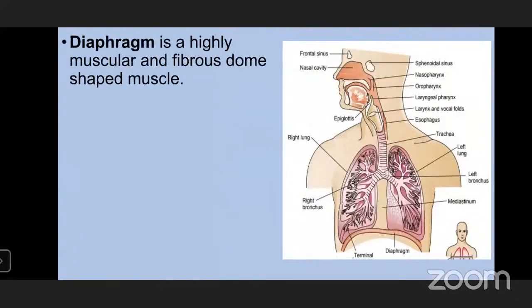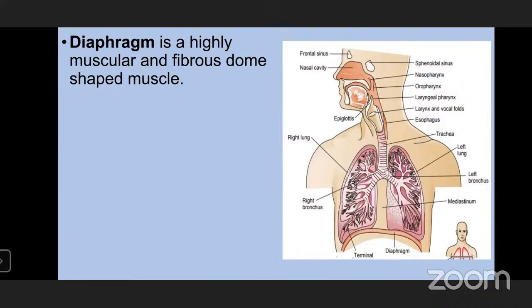So they help in the process of inspiration and expiration. We will see in the mechanism of respiration how exactly there is a change in the thoracic cavity due to all these structures, and how the process of inspiration and expiration take place. The next structure is diaphragm. So this is the diaphragm. You can see it is a muscular, fibrous, dome-shaped structure.